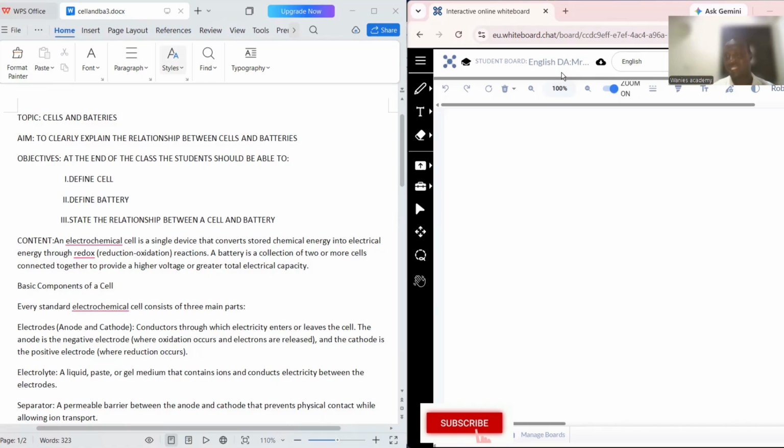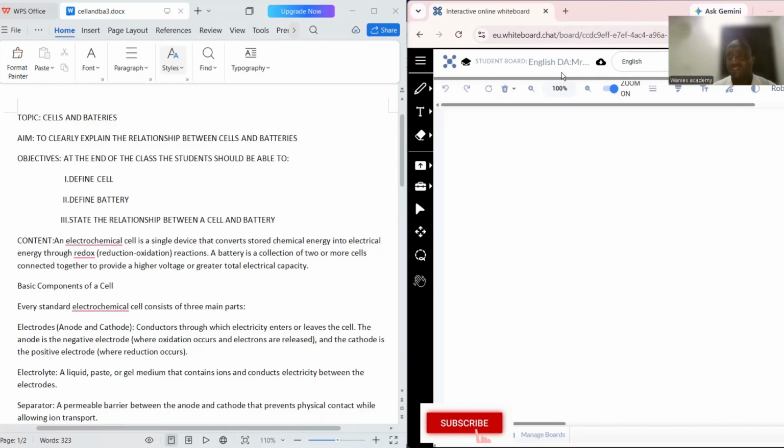On the other hand, a battery can be defined as a collection of 2 or more cells connected together to give a greater voltage or a higher electrical capacity. So we define a battery as a collection of 2 or more cells connected together to give a greater electrical capacity or a higher voltage. So that's what we call a battery.